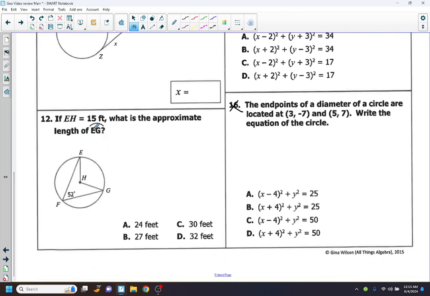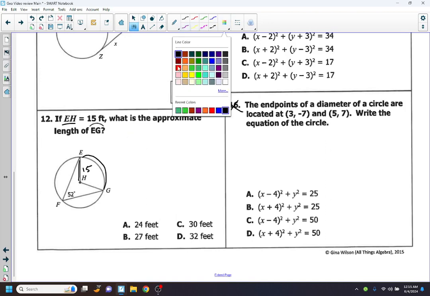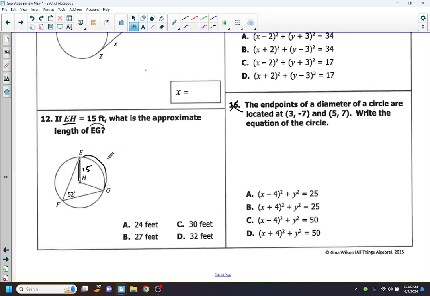Let me talk about this one. If EH is 15, what's the approximate length of EG? So this arc here. So this one is like a complicated one. Let's talk about it. If this is 52, then I know this is 104 because it's doubled, because this is the edge of the circle, which I know this angle must be 104 because that's the central angle that matches the arc. But I don't want the measurement. I want the length, right?